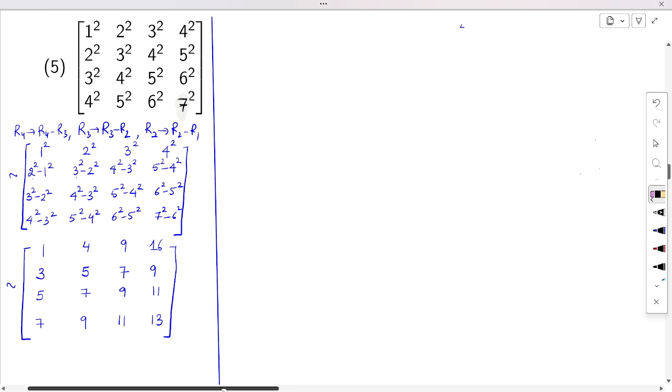Let us subtract row 2 from row 1, row 3 from row 2, and row 4 from row 3. So apply, first, row 4 minus row 3, then row 3 minus row 2, and row 2 minus row 1.